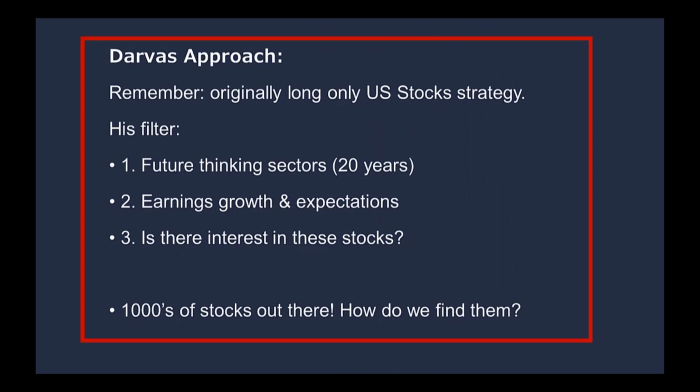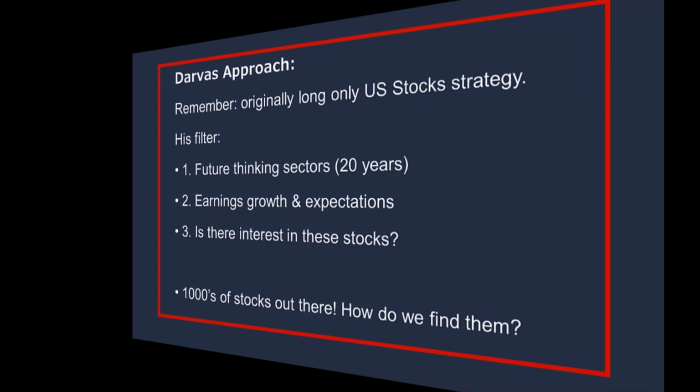So let's remember how he found those US stocks. His filter was future thinking, sectors, up to 20 years onwards, where would the world be? Earnings growth and expectations, and is there any interest in those stocks? As we know, there's thousands of stocks in the US and there's tens of thousands throughout the world. How can we narrow it down to just a handful of potential hot stocks that are going to be winning trades for us?